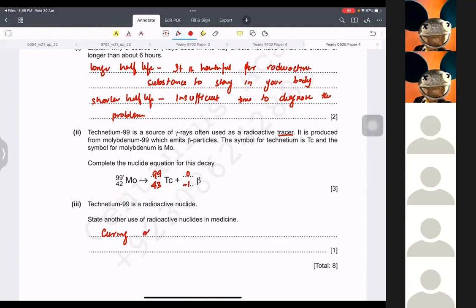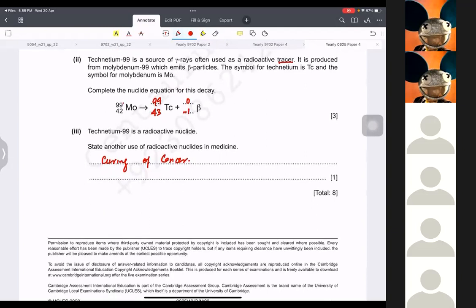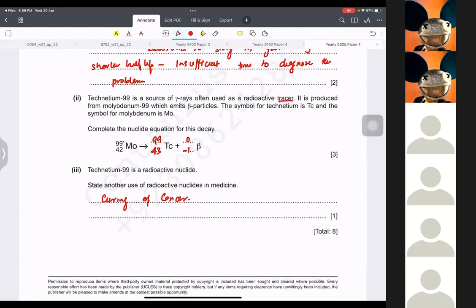Now, curing of cancer is done through gamma rays. So that's one thing you should remember. Also, sterilization of medical equipment can be done. So that would be it.